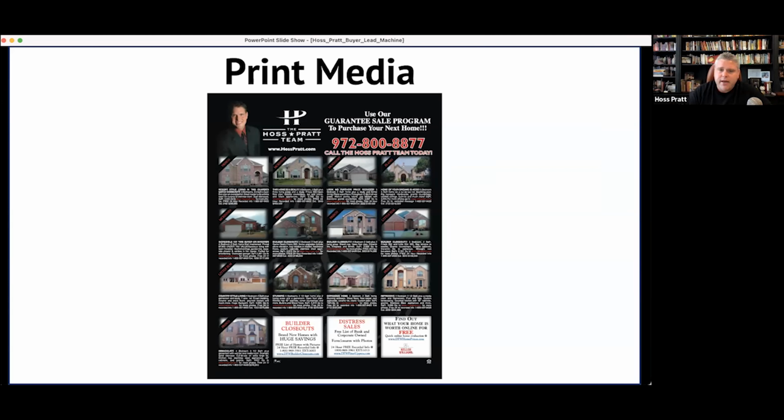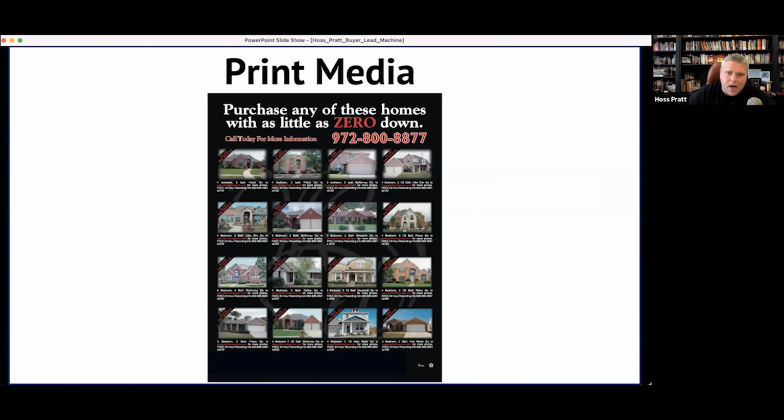So this right here is an example of a branded ad. You see my face on the ad, you see my logo, you see a headline, and you see multiple call to actions throughout this ad. Another example would be a non-branded.